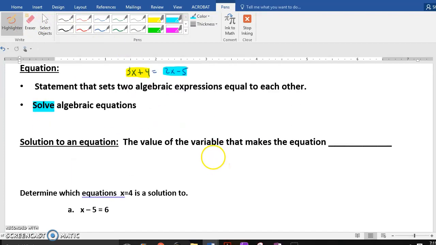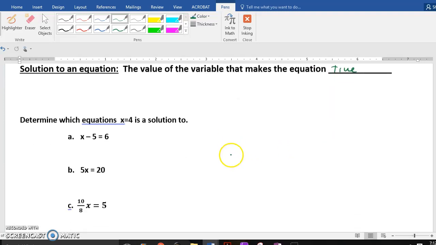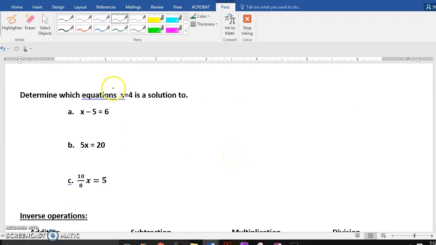So if we have an equation, what is the solution to an equation? The solution to an equation is the value of the variable that makes the equation true. Okay, so once we get the value for this variable, when we plug it in, the left side should equal the right side. So a couple of examples down here. Determine if x equals 4 is a solution to these three equations.